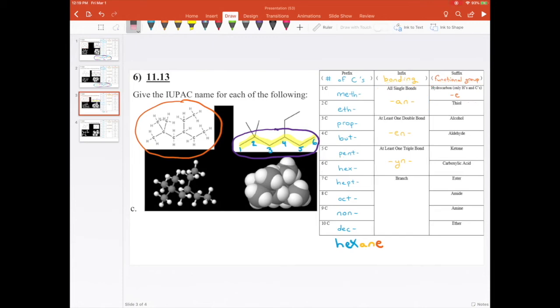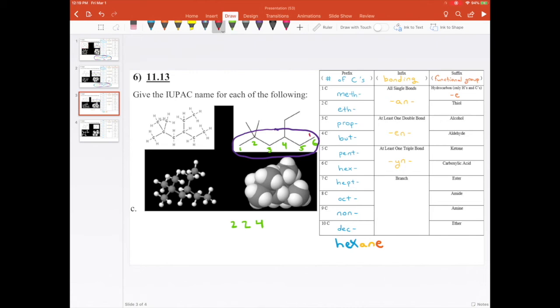All right, now that we have the name for the backbone, let's try to find the names for the branches. In order to name the branches, you have to say where they attach to the backbone, and to do that, you have to number the backbone. You want to number it in the way that gives the branches the lowest numbers. If I number the backbone left to right, like in green, I would have 2 branches on carbon 2 and 1 branch on carbon 4.